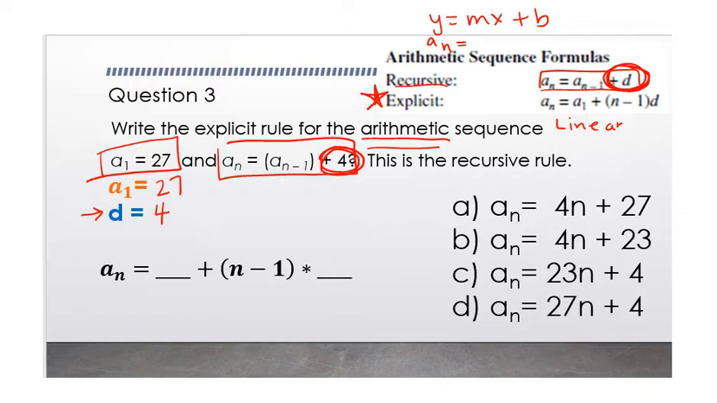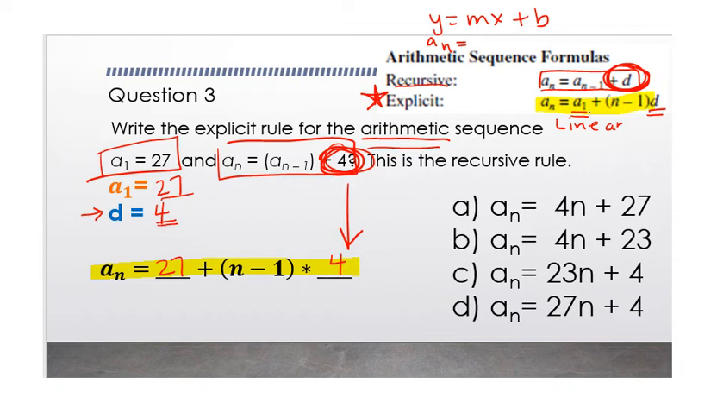Okay, so now I'm going to look at this formula, which I have right here, and I'm just going to fill in the variables that we know. We know what the first term is. The first term is this 27. And we know what the value of d is, my common difference. That's 4. Again, we got the 4 from the recursive rule, the number that they added at the end, that is your common difference. That's what I plug in for d here.